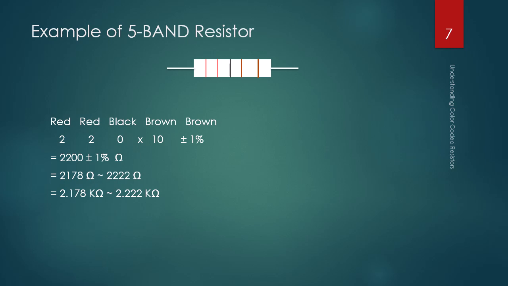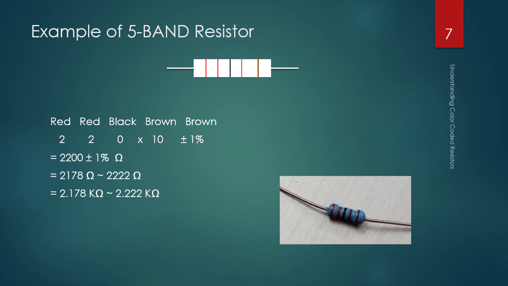So the value comes down to 2200 ohms with a plus or minus 1% change. That is, the resistance ranges between 2178 ohms to 2222 ohms, or 2.178 kilo ohm to 2.222 kilo ohms. This is how it looks like.